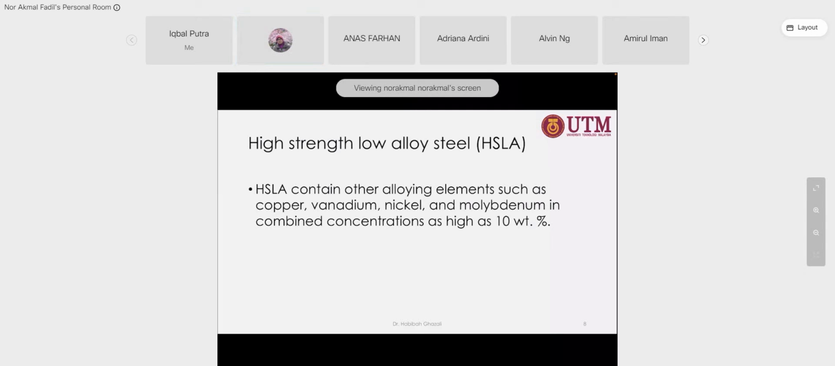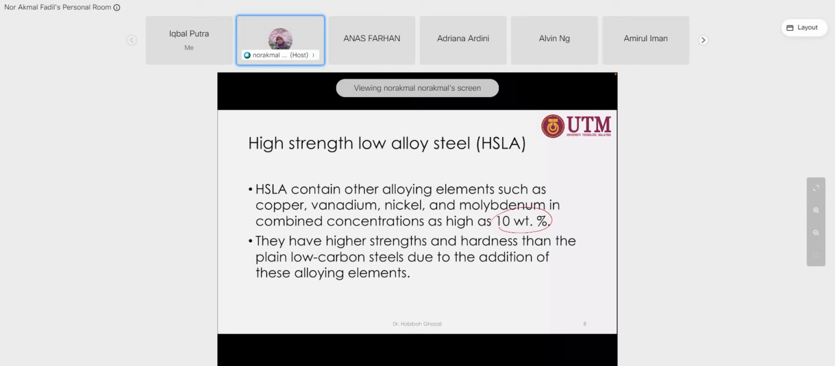HSLA contain other alloying elements such as copper, vanadium, nickel, molybdenum in combined concentration as high as 10 weight percentage, meaning that your existing low plain carbon steel is only 90%, and the remaining alloying element is up to 10% only. Okay, so the result is you will have a high strength and hardness compared to the low carbon steel. Okay, why? Because we have added this kind of alloying elements.